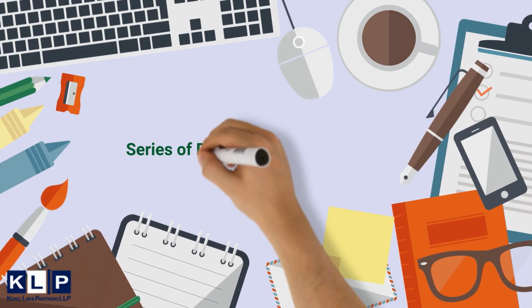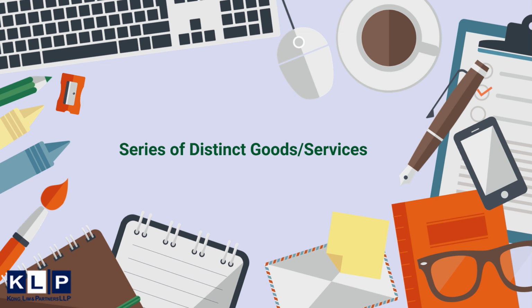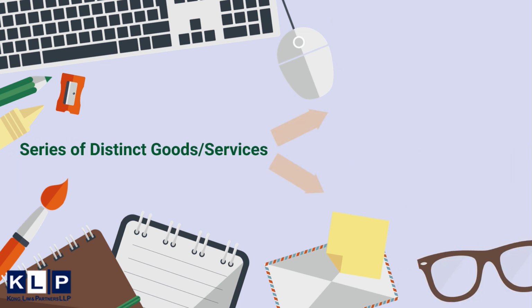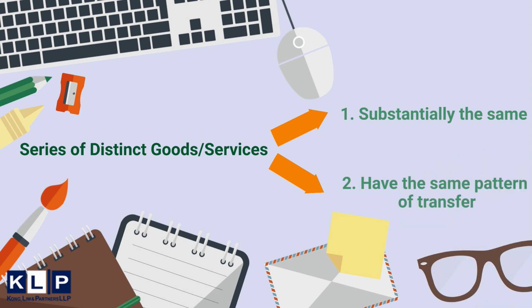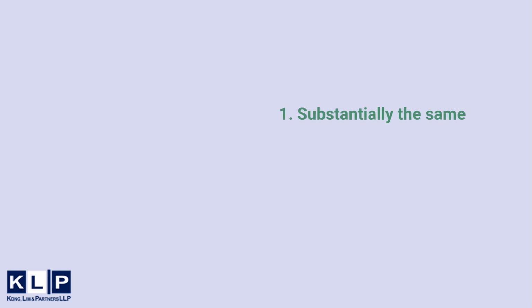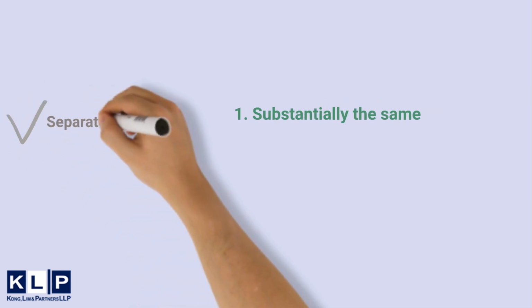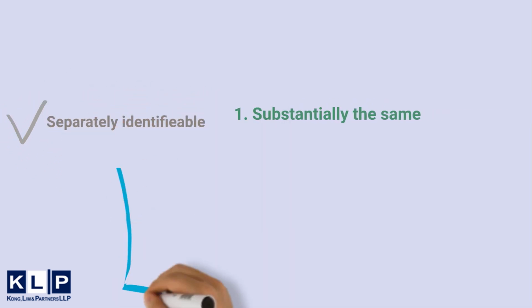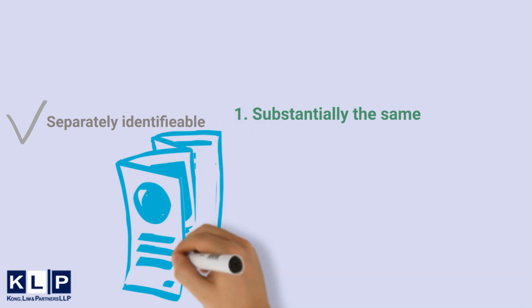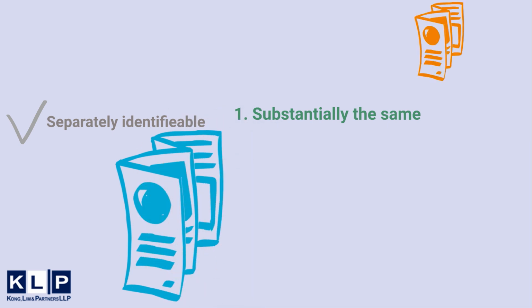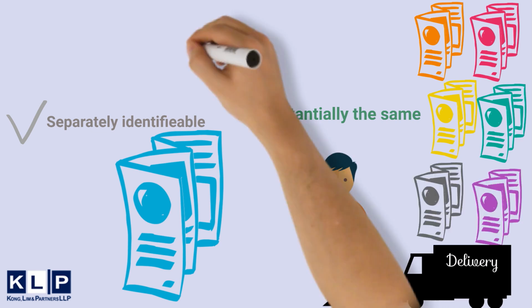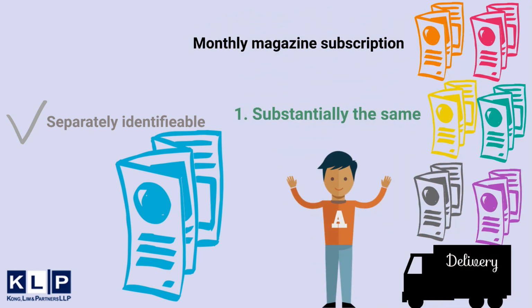For a contract to be identified as a series of distinct goods or services, the goods or services need to be substantially the same and have the same pattern of transfer to the customer. A series of distinct goods or services that are substantially the same are those that are separately identifiable within the context of an arrangement, for example, one magazine delivery out of a set of 12 monthly deliveries in a subscription.